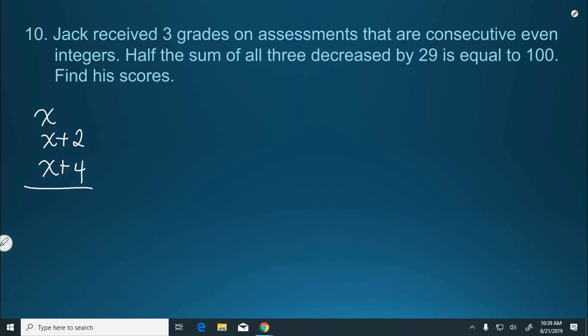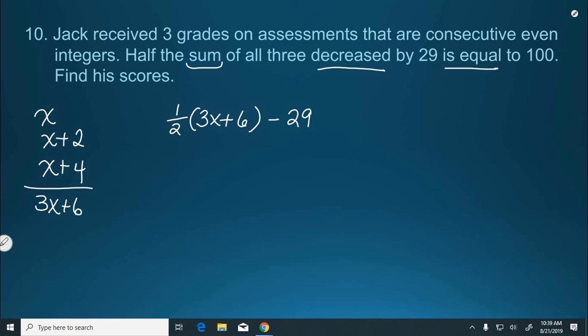So again, half the sum. So we have to find the sum of these 3. And again, that would be 3x plus 6. And now I can build my equation. So half the sum of 3x plus 6, remember, whenever it says half of a sum or a difference, you need parentheses, decreased, so minus 29, is equal to 100.